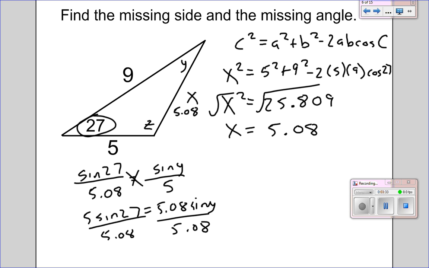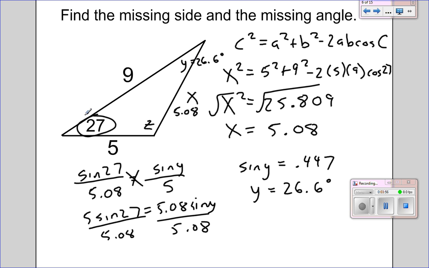So 5 sine 27, be sure to close your parentheses, divided by 5.08 tells me that sine y equals 0.447 when we round. Now do sine negative 1 of 0.447, and you get that y equals 26.6 degrees if we round to the nearest tenth.